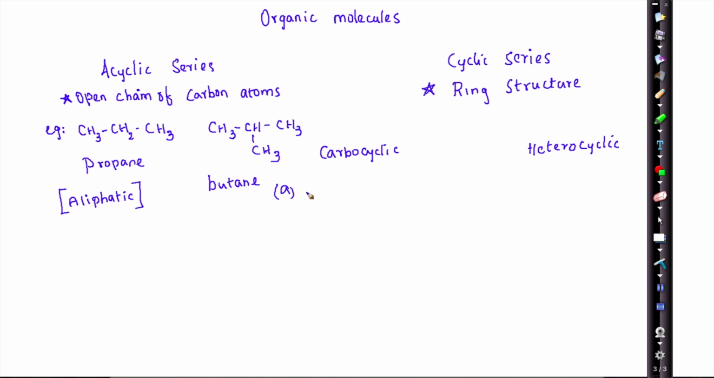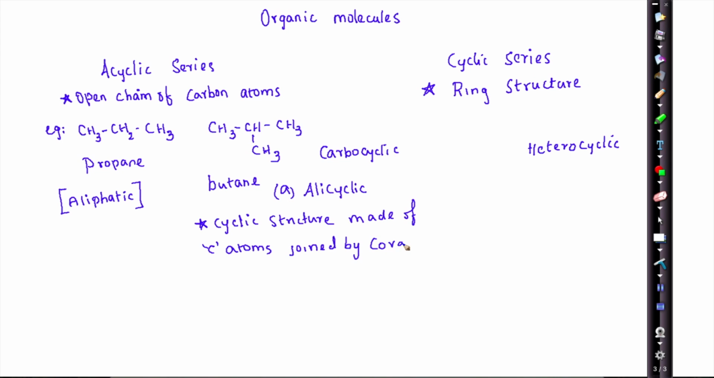So carbocyclic compounds are further classified into alicyclic. It is alicyclic, not acyclic, which we discussed first. This is called alicyclic. It is a cyclic structure made of carbon atoms only, joined by covalent bonds. You will not find any pi electrons or any delocalization of electrons in alicyclic compounds.